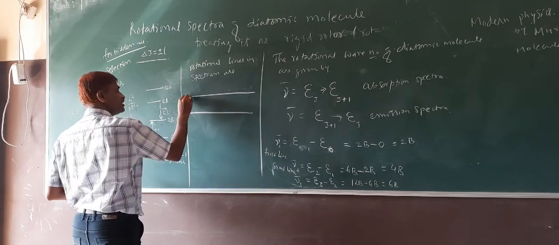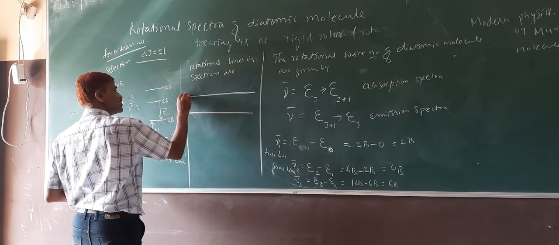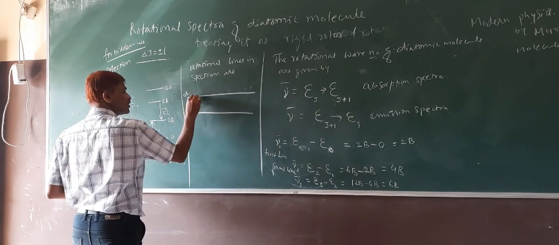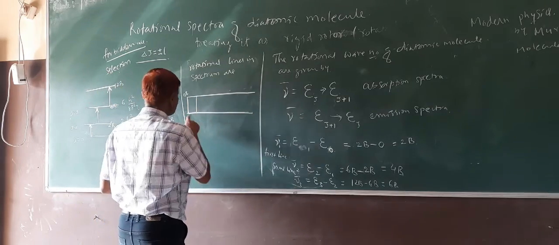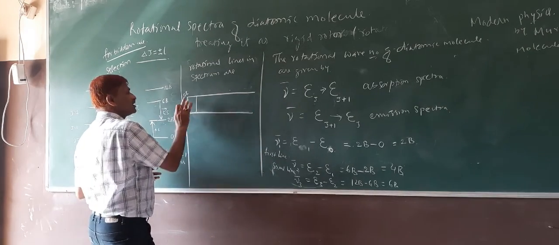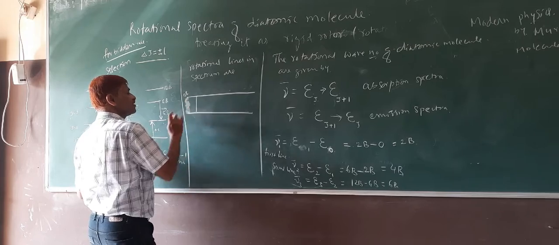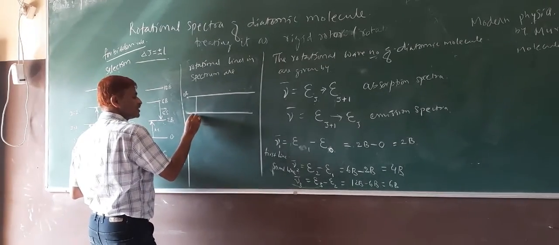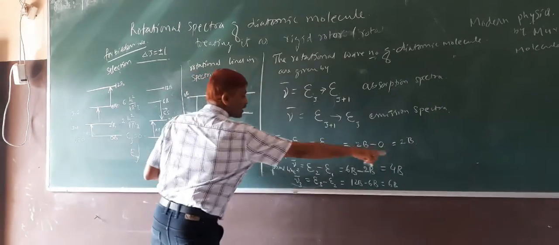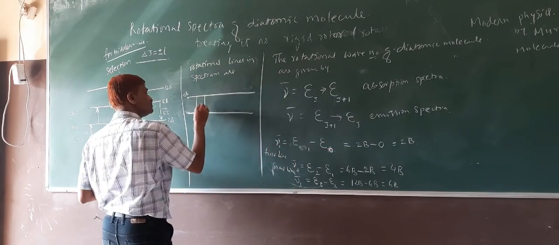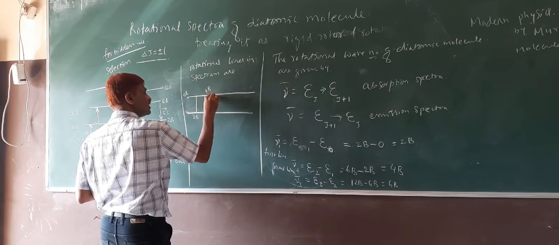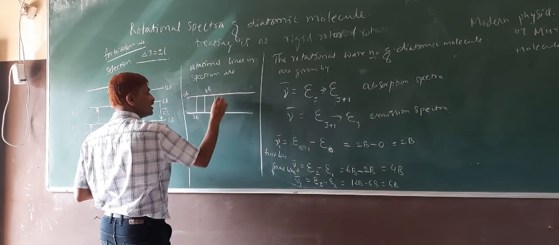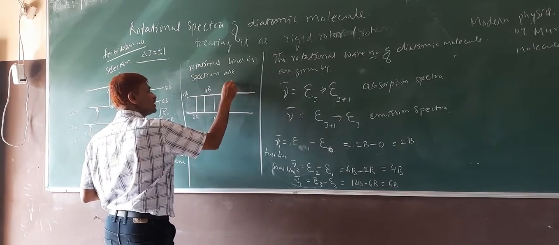I can write this. The first one is 0b. What about the second one? This is 0. Okay, the 0 state I will write. There is no need of putting a line. Another one is 2b. Next is 4b. Next is 6b. Next is 12b. Like that.